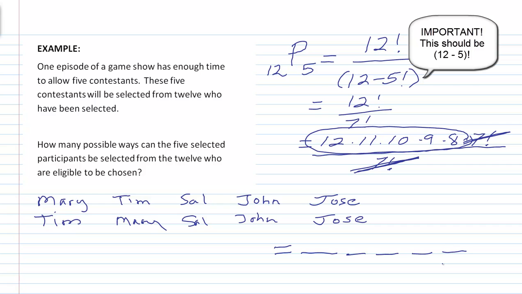It's like the counting principle. The first selection, we have 12 ways to make it. Once one of the contestants is picked, we only have 11. Then we have 10. Then we have 9. Then we have 8. So here's the 12. You start with 12, and you basically have 5 choices. So you go down by 1 5 times. To get your final answer, of course, you have to multiply this out. 12 times 11 times 10 times 9 times 8.